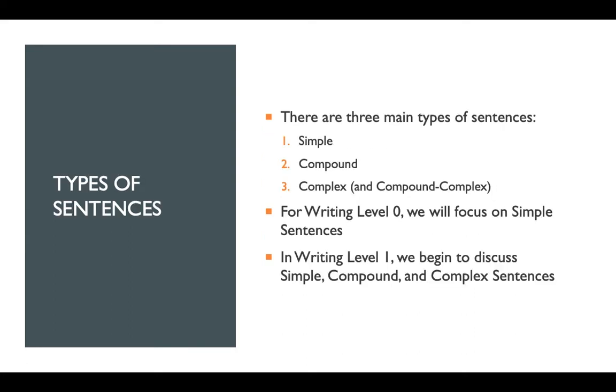There are three main types of sentences: simple sentences, compound sentences, and complex sentences. I'll also talk a little bit about compound complex sentences. For writing level 0, we will focus only on simple sentences. For writing level 1, we begin to discuss simple, compound, and complex sentences. But for students in both levels, it's good to learn and to know the different sentence types.